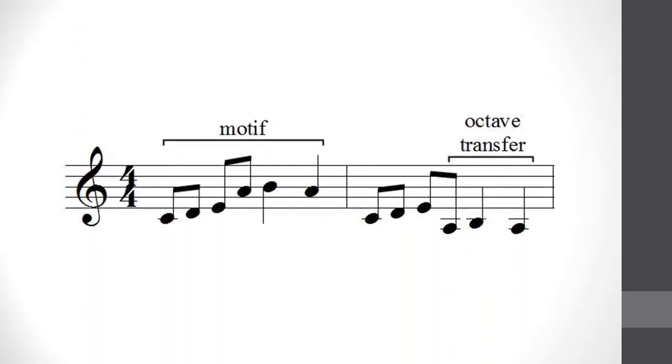Here is an example of octave transfer in which some of the pitches have been transposed by an octave. As you can see, the last three pitches of the original motif have been transposed an octave lower. Listen carefully and compare the original motif to the octave transfer. If the motif is still clearly recognizable, then we have done a good job of balancing the principles of uniformity and variety.